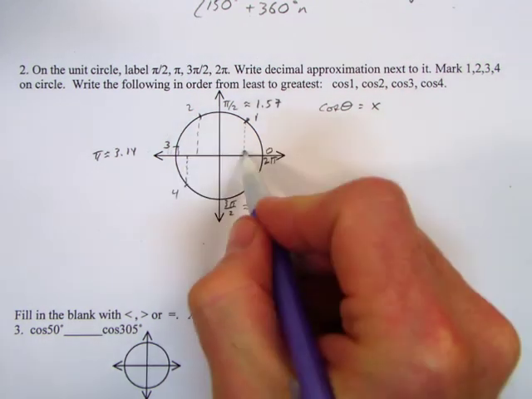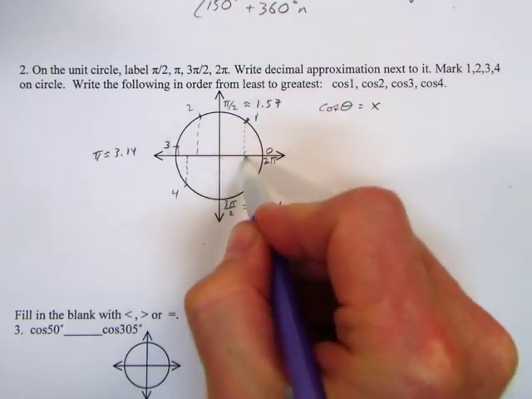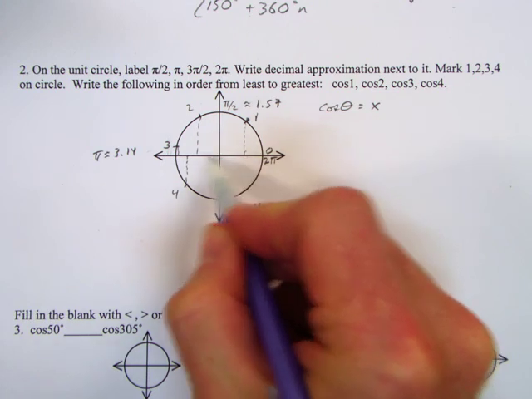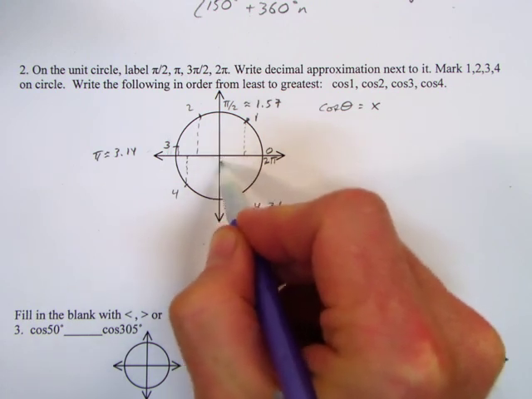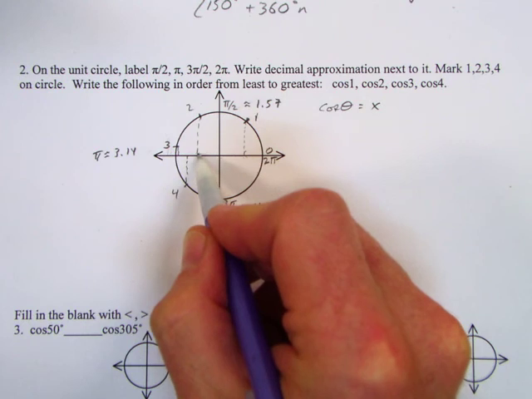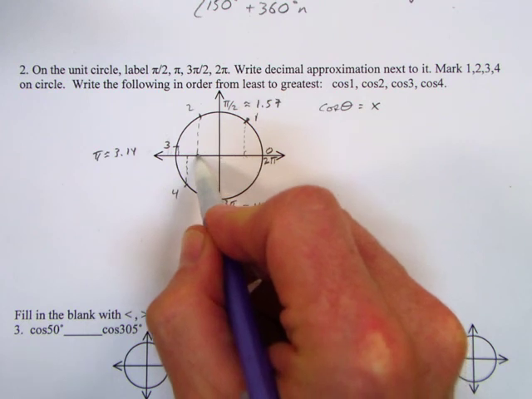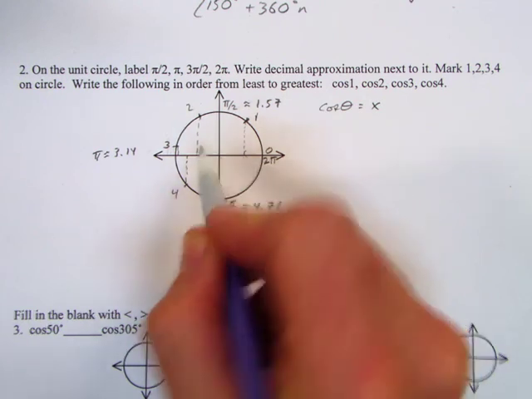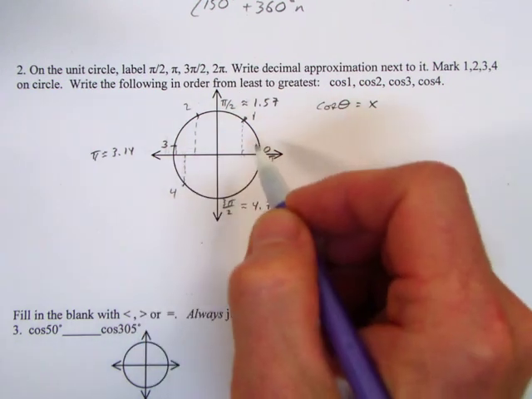So what can you say about the cosine of 1? Well, we're looking at our xy axes here. This is a positive value. What can you say about the cosine of 2? Well, that's going to be a negative value, and so is the cosine of 4 and the cosine of 3.